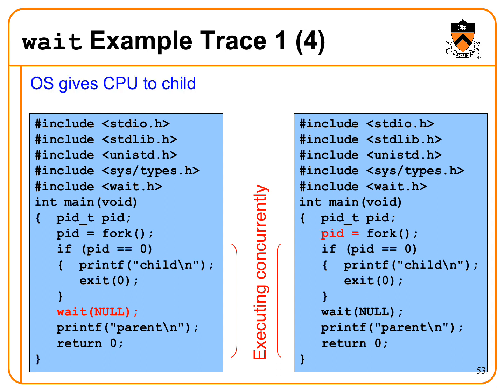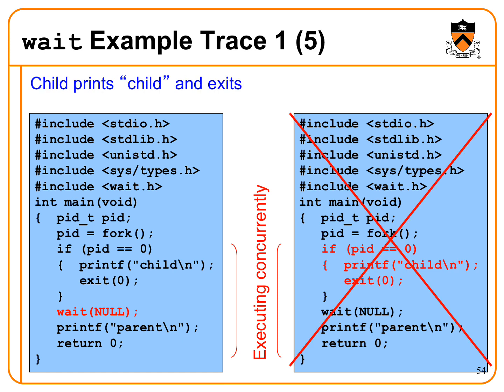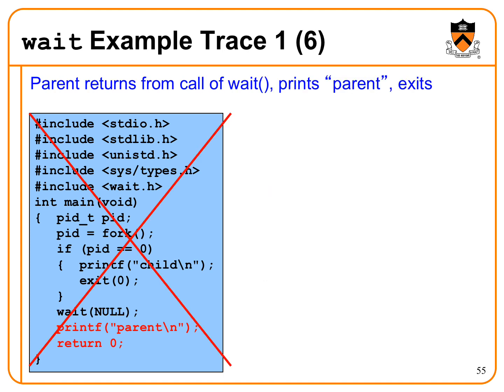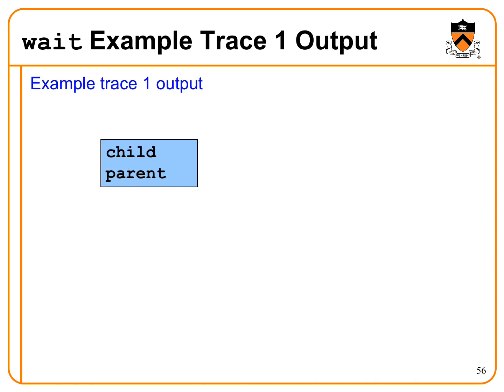So the child starts running back at the return from fork. It establishes itself as child, prints, and exits. After the child exits, the parent wakes up and does its own print, and then it can return. So with the parent first, we get child, then parent print.